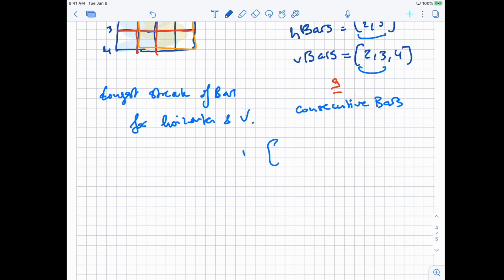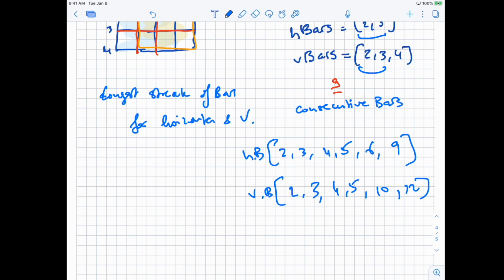If we had something like maybe horizontal bars are like 2, 3, 4, 5, maybe 6, 9. And then for the vertical bars, let's say it was 2, 3, 4, 5, and then 10, 12. Then the maximum streak is here, and the maximum streak for this one is here. But remember, we want a square, right? So that means to get a square, we need the same number of bars in both. So we can only take this and this. We can't take this 6 here. Okay?